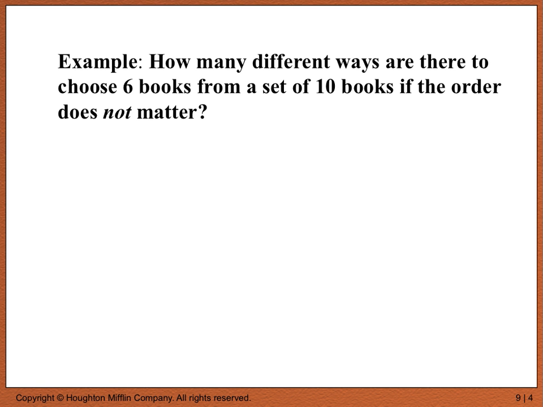Another example: how many different ways are there to choose 6 books from a set of 10 books if the order does not matter? Now, normally problems aren't going to just give you such an obvious hint, but since it explicitly tells us order does not matter, you should be able to tell whether we're talking about permutations or combinations here. Anyway, pause the video, do this on your own, and then resume when you have an answer.